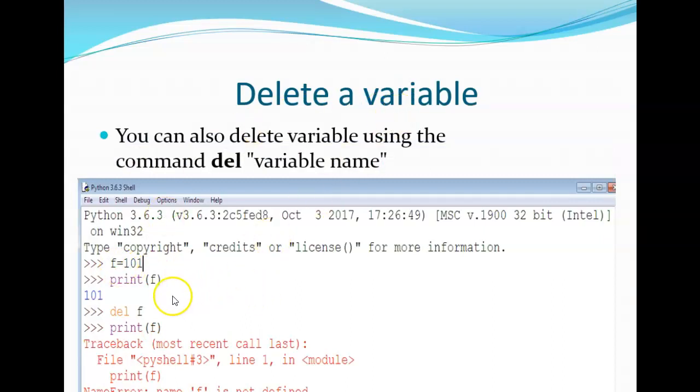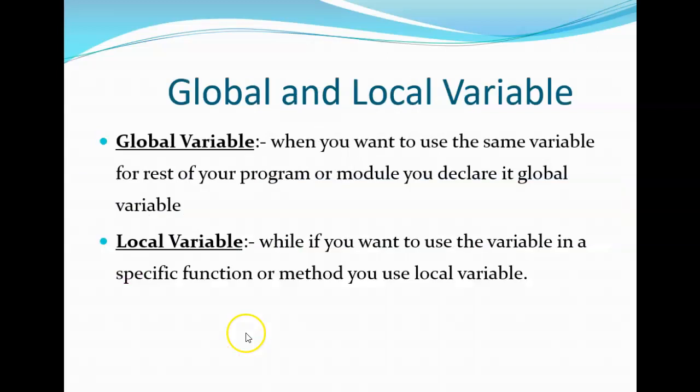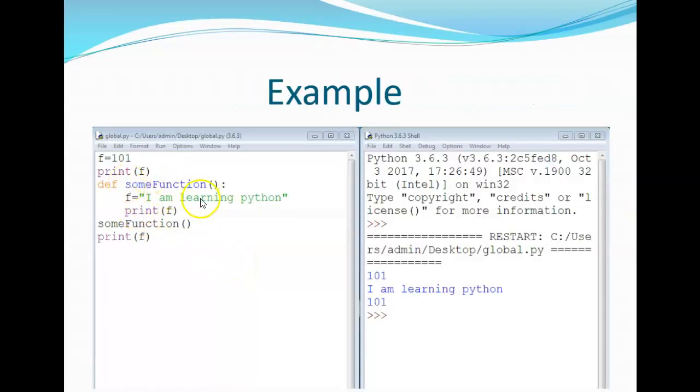Delete a variable. How to delete? By using the del keyword, the del command. Same way, global variable and local variable. While creating functions, you will have some variables within the function, that is nothing but a local variable, and you have some variables that are outside the function, that is nothing but a global variable. This can be accessed from anywhere, but here it is only local. It is local f, it is global f.